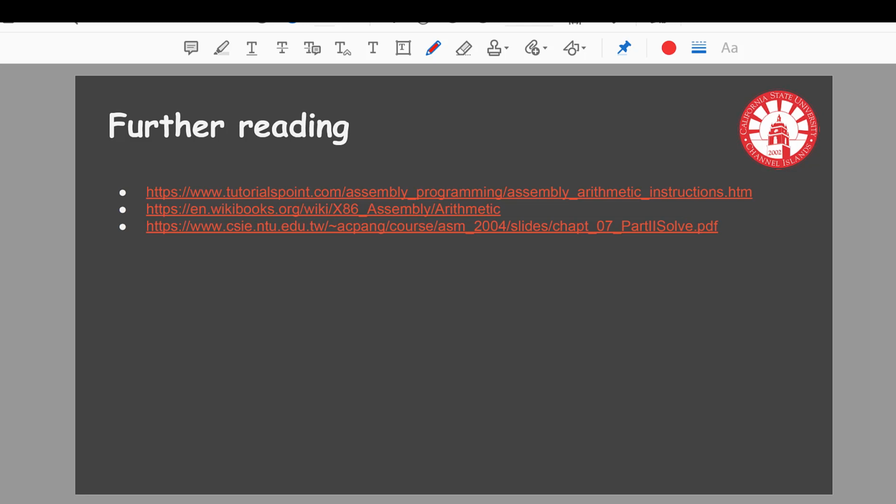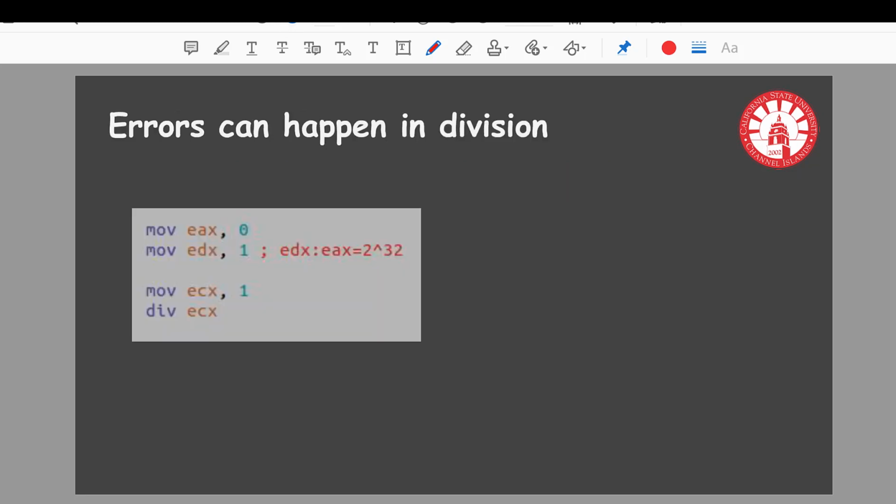All right, if you want to know more about this mathematical and arithmetic operation, I recommend you to at least take a look at the first reference. It is a very good website, and the things, assembly code, are explained and expressed in a very simple way. Make sure to take a look at that.